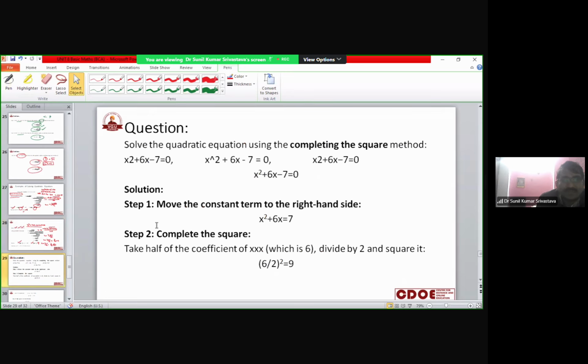Okay, we have some questions for the solution. Solve the quadratic equation by using the complete square method. One is x square plus 6x minus 7 is equal to 0.